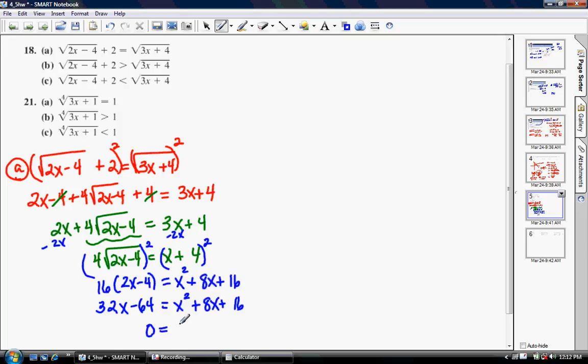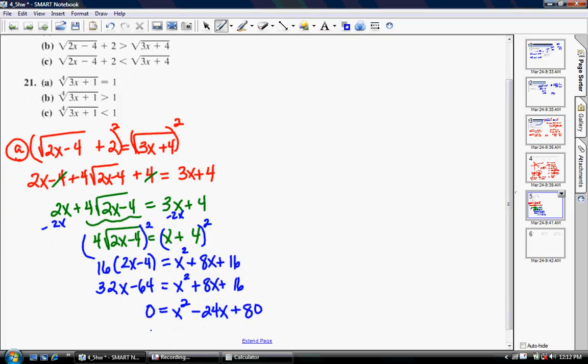So again, we have a quadratic equation. We set one side to 0, so if we subtract 32x from 8x, we get minus 24x. If we add 64 to 16, we get plus 80. So now we need to find the factors of 80 whose sum is 24. And the factors of 80 whose sum is 24 would be, what, 20 and 4? The signs are the same, they're both negative. So that tells me that either x minus 20 is equal to 0 or x minus 4 is equal to 0. So our two solutions are 20 and 4.